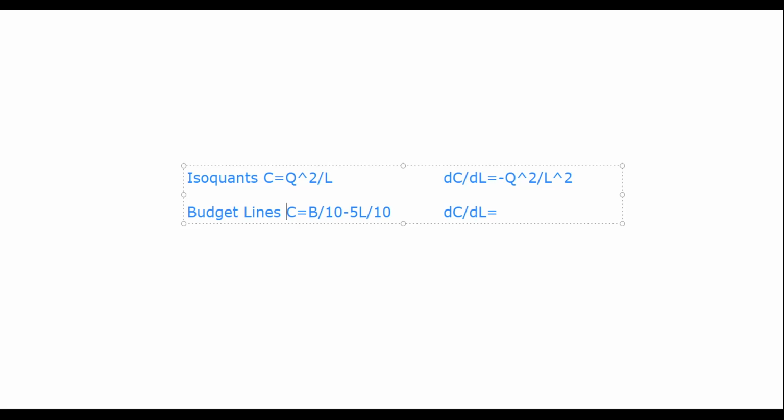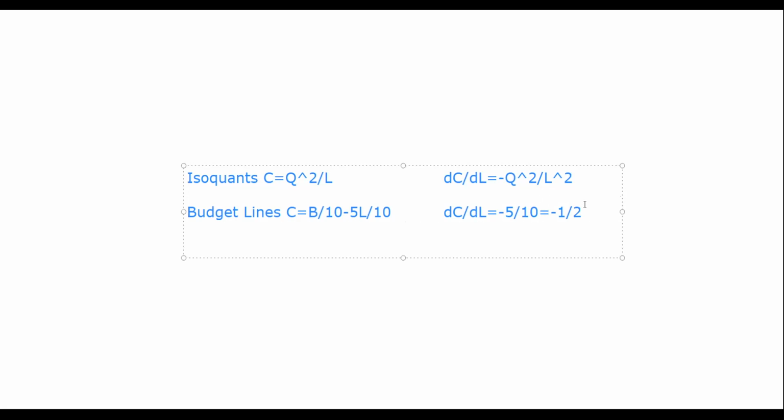Anybody else wants to chime in? Yeah, dC over dL is negative 5 over 10. That's right. So I could say negative 5 over 10 is the slope of this line, which is nothing but negative half. Now, if I'm looking for that expansion path, we know from the Excel sheet that we are looking for where my budget line is tangent to the isoquant. And how do I get that? I get that by equating these two slopes.